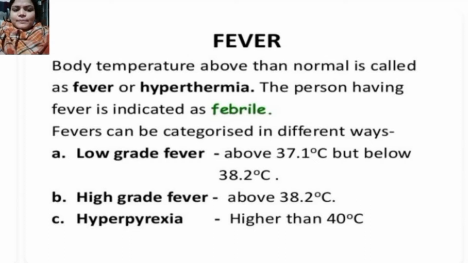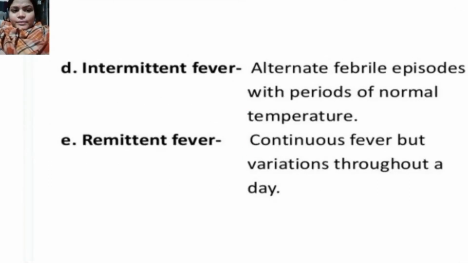Fever can be categorized in different ways: low grade fever, high grade fever and hyperpyrexia. Low grade fever: above 37.1 degrees Celsius but below 38.2 degrees Celsius. High grade fever: above 38.2 degrees Celsius. Hyperpyrexia: higher than 40 degrees Celsius. Intermittent fever: alternate febrile episodes with periods of normal temperature. Remittent fever: continuous fever but with variations throughout the day.